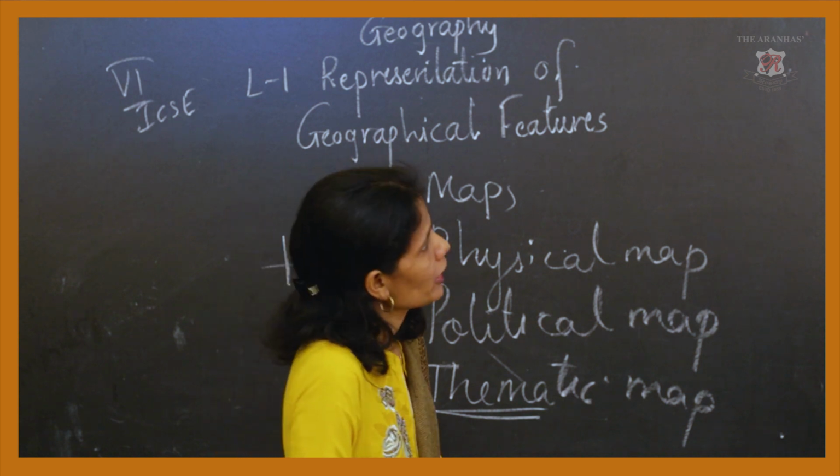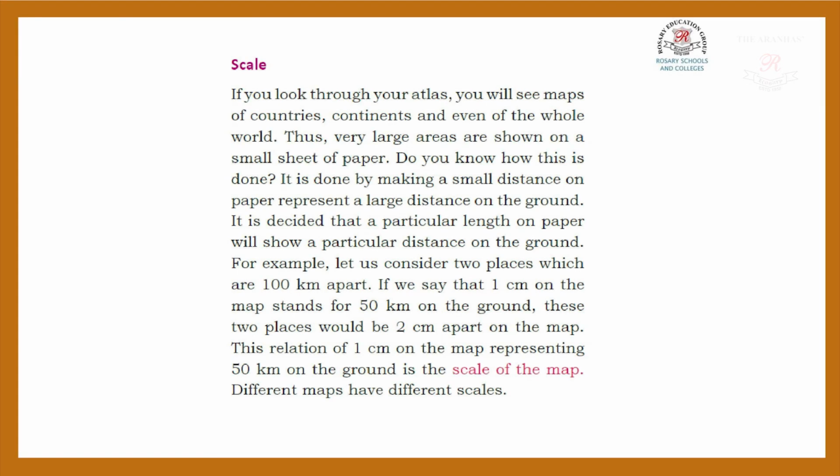Scale. If you look through your atlas, you will see maps of countries, continents, and even of the whole world. Thus, very large areas are shown on a small sheet of paper. Do you know how this is done? It is done by making a small distance on paper represent a large distance on the ground. A particular length on paper is decided to show a particular distance on the ground.